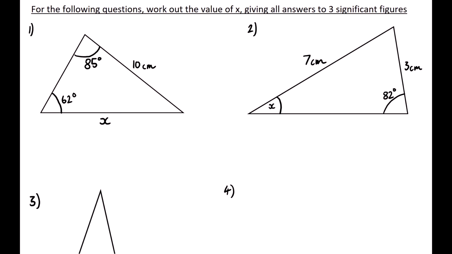So for question 1, you should have worked out that x was 10 over sine 62 times by sine 85. And if you type that all in, you will get 11.3 centimetres, again rounded to 3 significant figures.